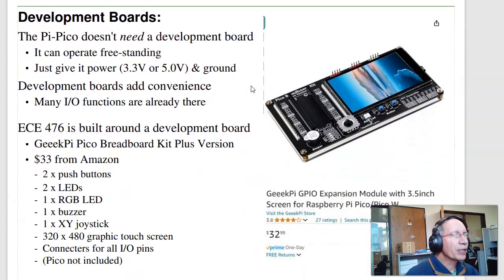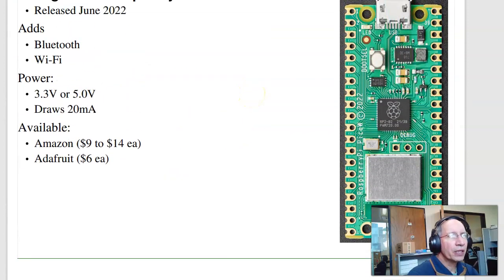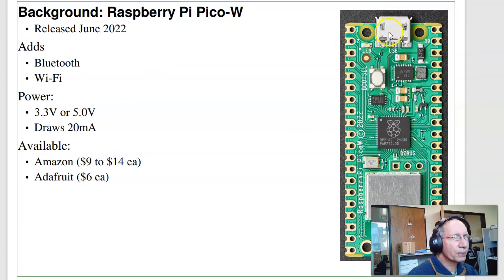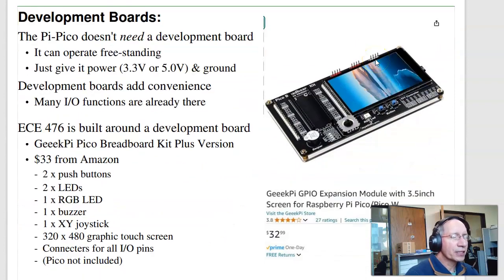Now, in terms of development boards, you don't really need a development board. If you go back and plug in the Pi Pico, all you need is connect it to the computer through the USB port. That provides power. It's running. It's basically a standalone computer. What the development boards do is they make it a little bit more convenient to write code and test it.